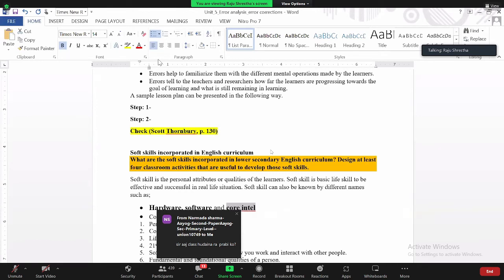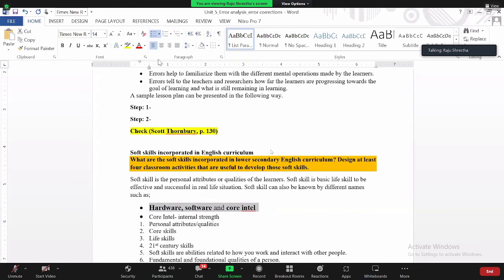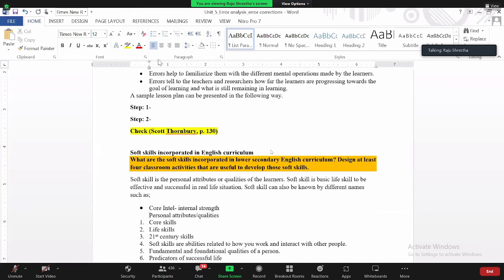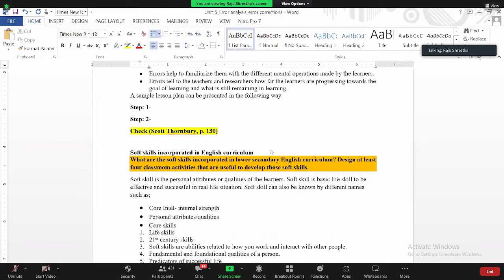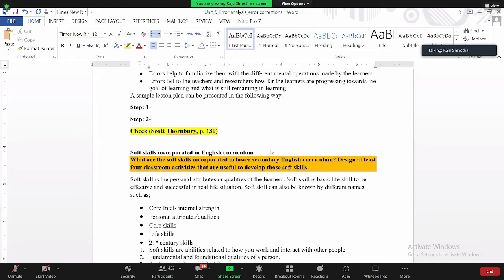Focus areas that we have to do. Core Intel is what soft skill. So hard part, soft part, core Intel refers to soft skill. This is what internal quality, this is what life skills, this is what personal attributes, personal qualities to be effective and successful in real life situations in the community. So it can be known by different names: core Intel or internal strength, personal attributes or qualities, core skills, life skills, 21st century skills also.